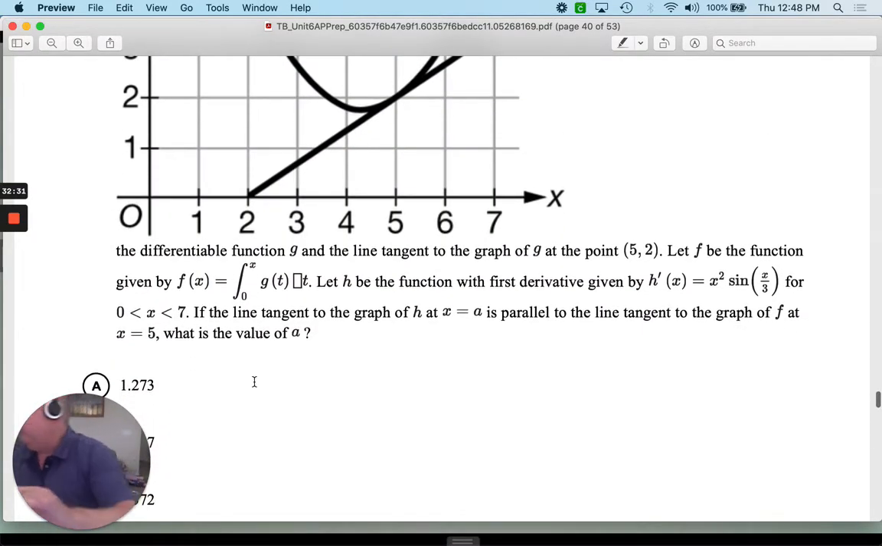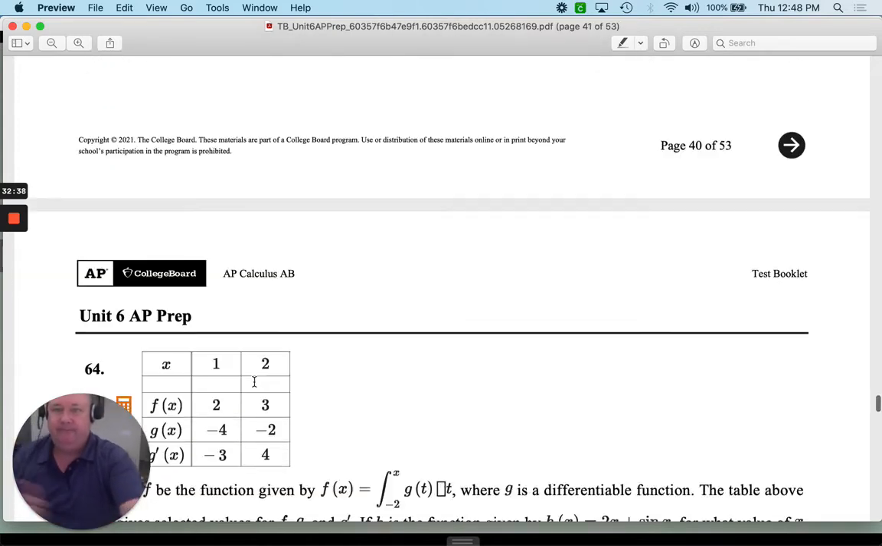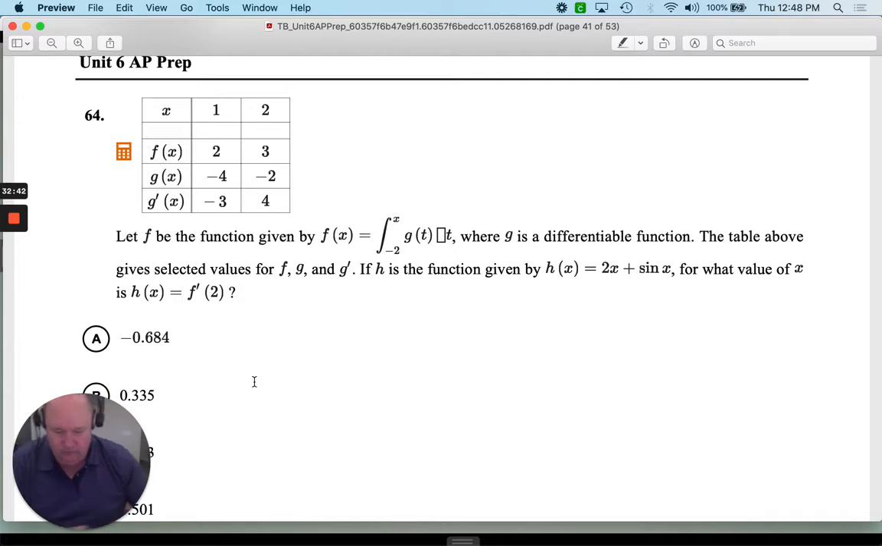All right, so for question number 64, let f be a function given by f at x, and it's the integration from -2 to x of g. So any question that sets up like this is testing your ability to do the fundamental theorem of calculus. Meaning that 99% of the time you're going to take the derivative and they undo each other. So the derivative of f is just equal to g at x. The table above gives values for f, g and g prime. So let's just start there. With the information that's given, f prime at x is just equal to g at x, because when you take the derivative of both sides, f prime at x is equal to just g at x.